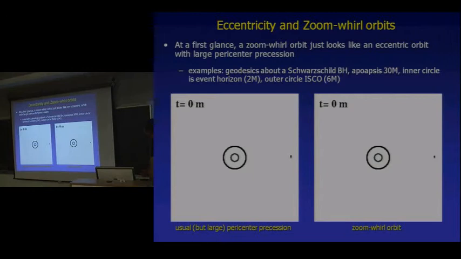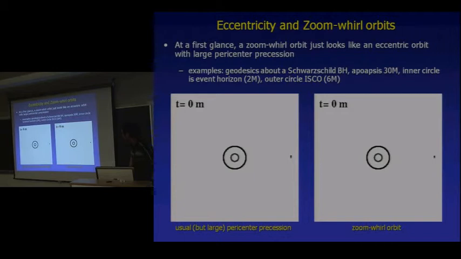So zoom-whirl behavior is an interesting, uniquely general relativistic aspect of the two-body problem. For example, in Newtonian mechanics, if you take a two-body problem and add a perturbation, you get precession. So you can think of GR at leading order as causing precession. But zoom-whirl behavior is actually different from precession.